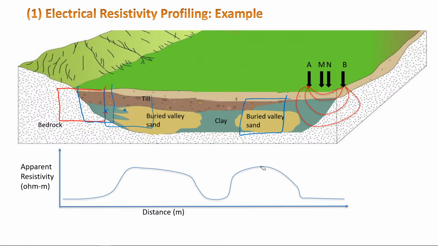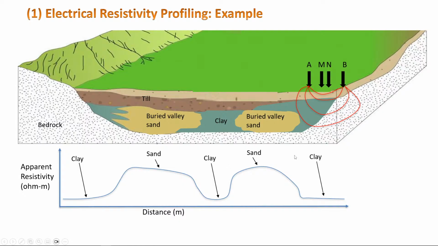And then how would I interpret this? I would interpret this as clay, sand. You see here, this is the sand. Clay, sand, and clay. That's how I would interpret this resistivity profile. Now, you might ask me at what depth you are measuring this. That's exactly how the depth is determined: by how you place the electrodes. If you want more depth, you put them at a larger distance. If you want shallow depths, you put them at a smaller distance.